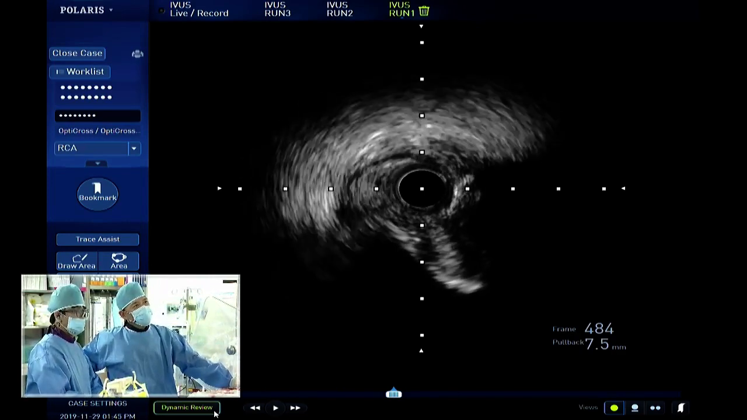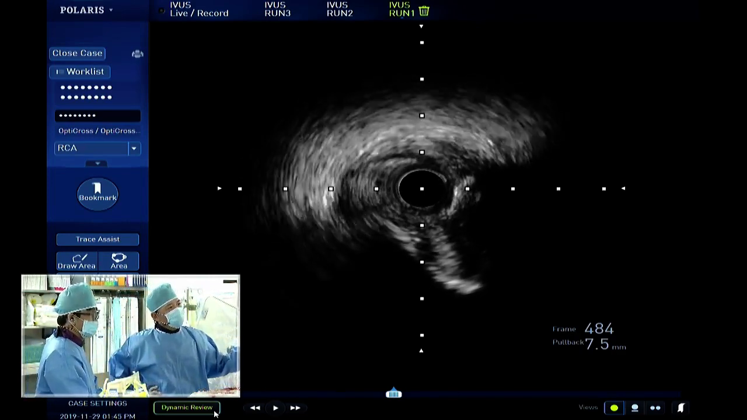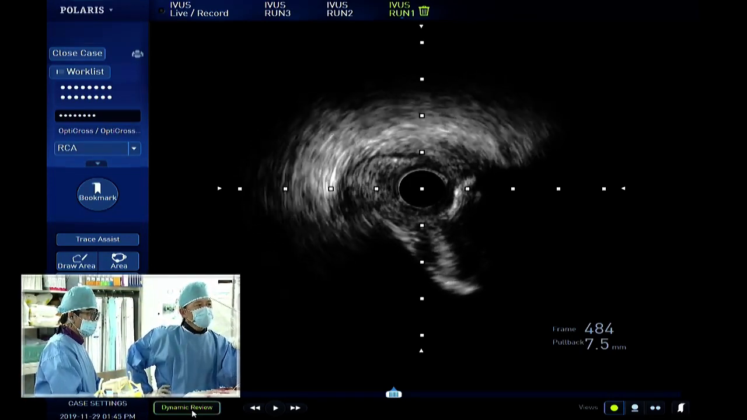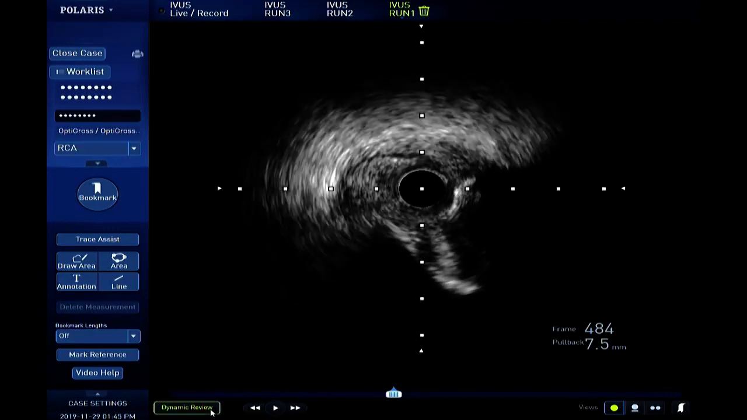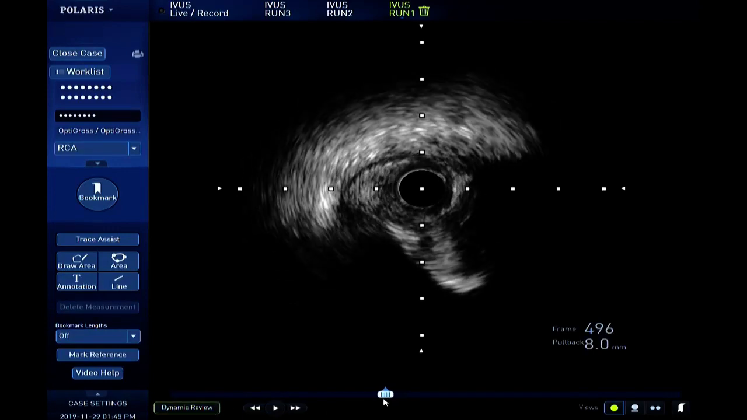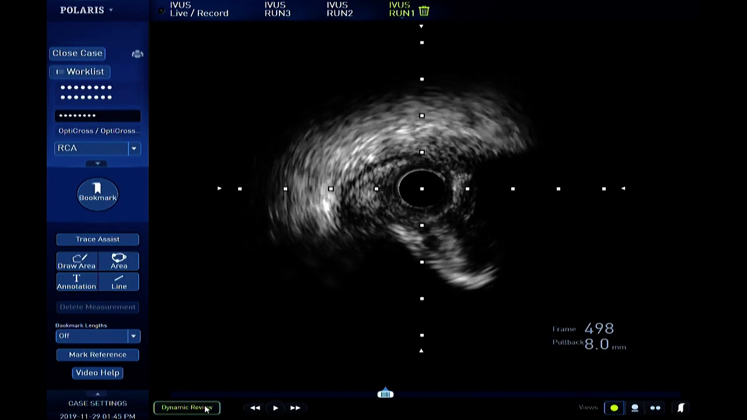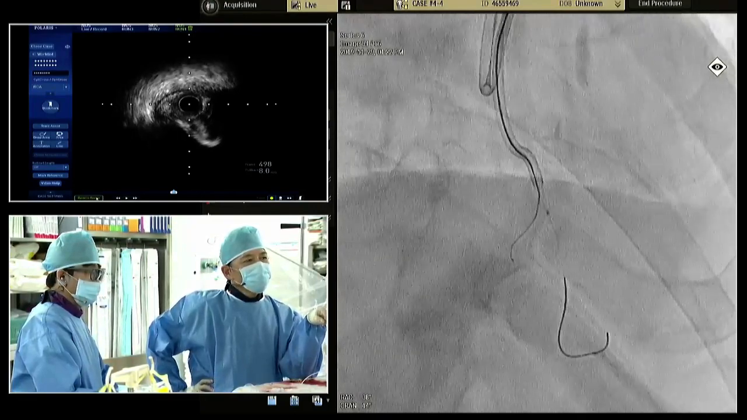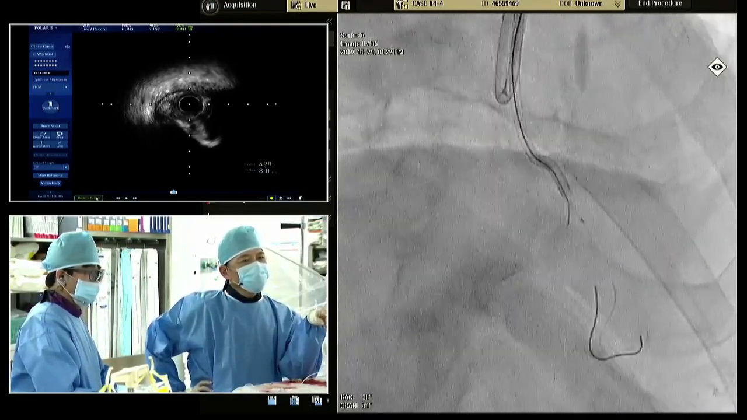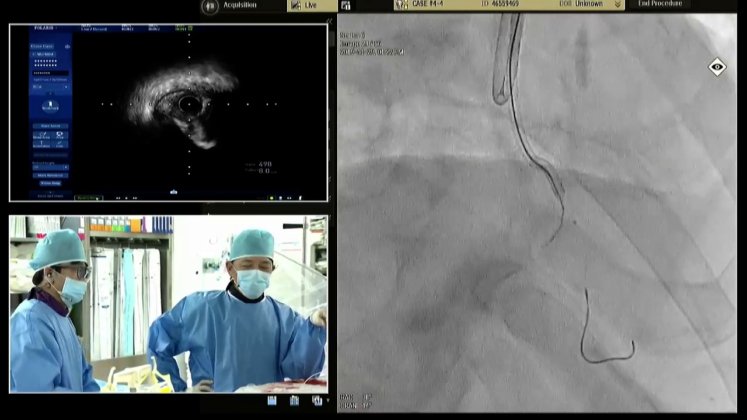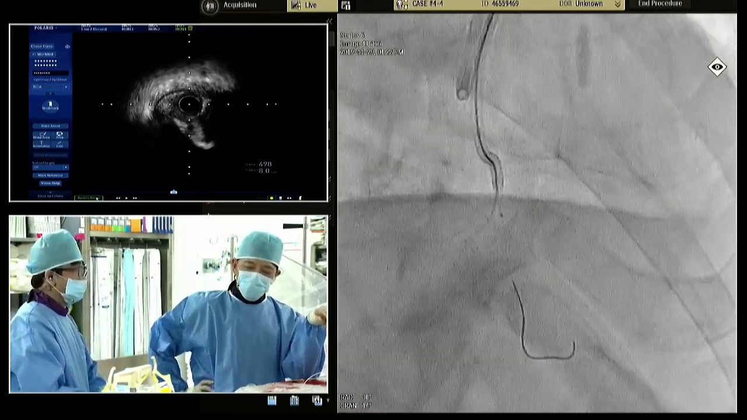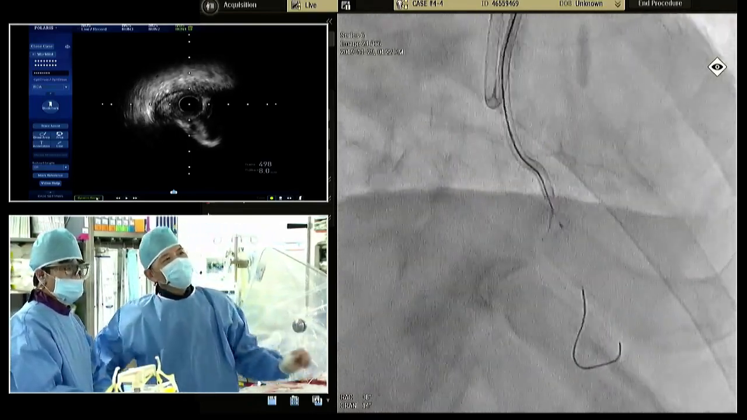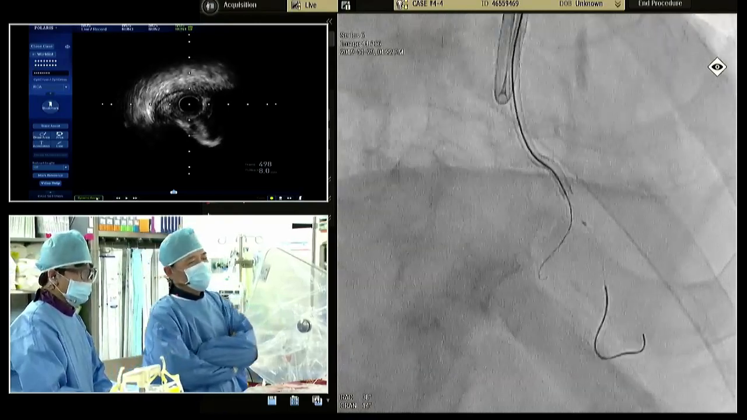So I try a Crusade and use the XTR into the channel. Not difficult, very smooth inside. Already passed. This is not CTO. We were very disappointed. We'll take the wire out and try again.